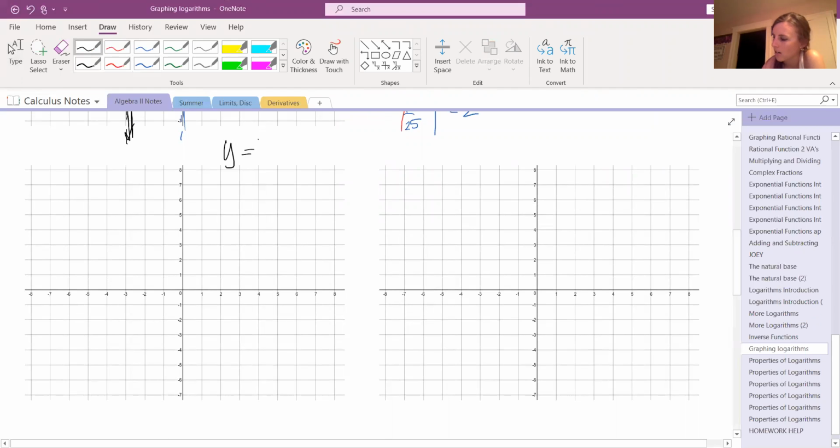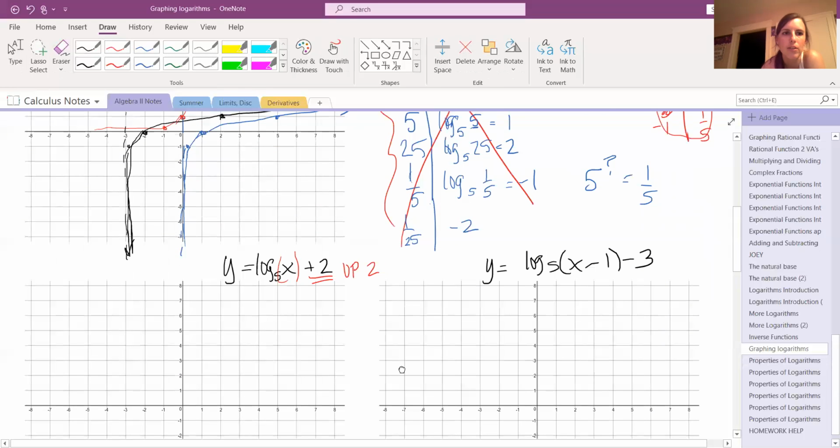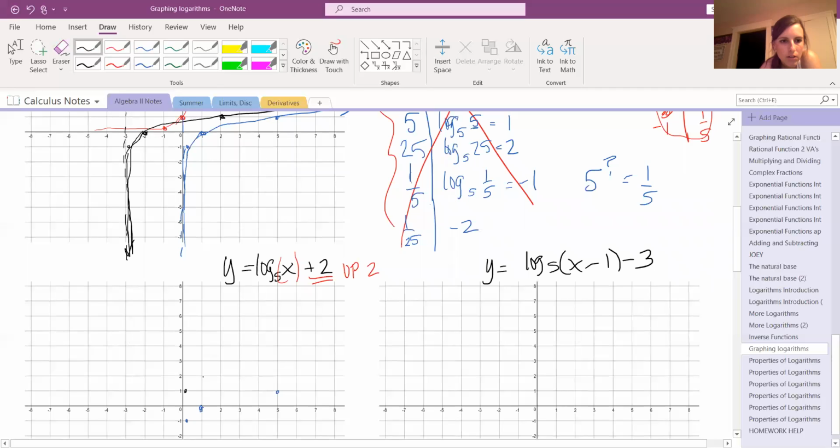What if I have y equals log base 5 of x plus 2 and y equals log base 5 of x minus 1 minus 3? All right, this plus 2 is not in parentheses with the x's at the end. So that means up and down, you do what it says. I'm going to go up 2. So let's take the points we started with here. So I know what to shift. I had 1/5, -1. I had 1, 0. I had 5, 1. So I'm shifting those points up 2 units.